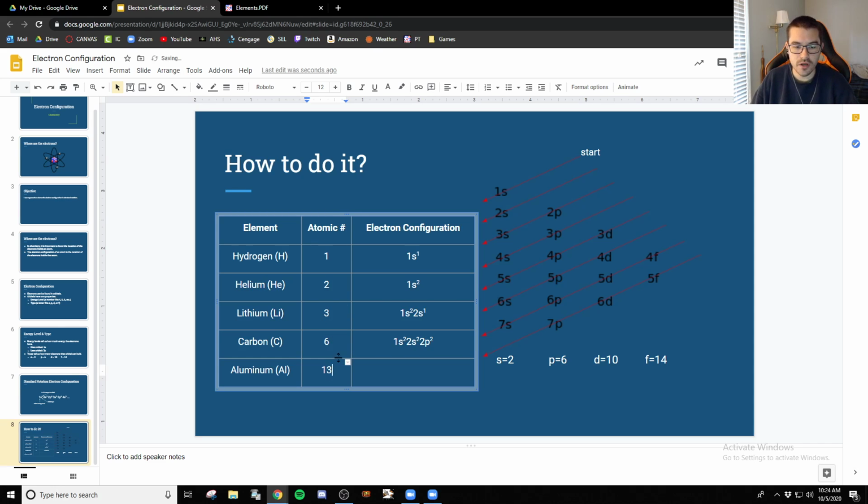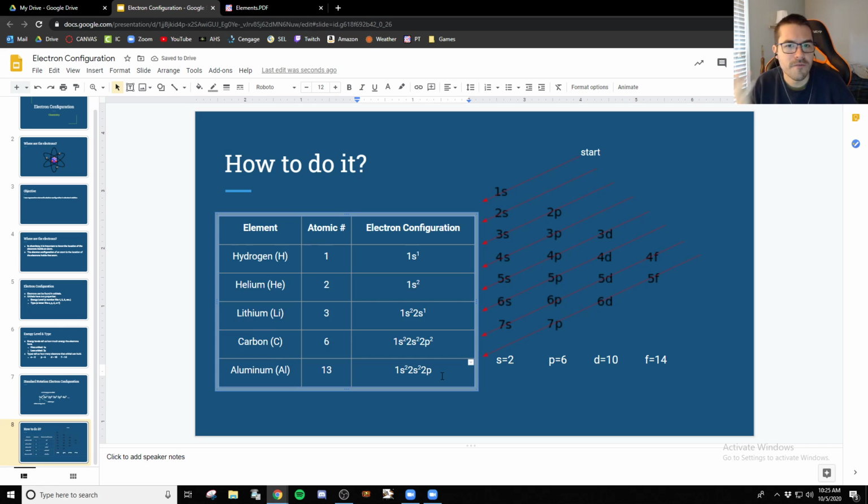And then the last one here is aluminum. 13 is the atomic number for aluminum, so 13 electrons. Let's see how we do on this one. So it's going to be 1s2. You'll notice that this gets very repetitive. Then 2s2. What comes after 2s? Well, we just determined that it was going to be 2p. After 2s is 2p, so that is the next place I go.